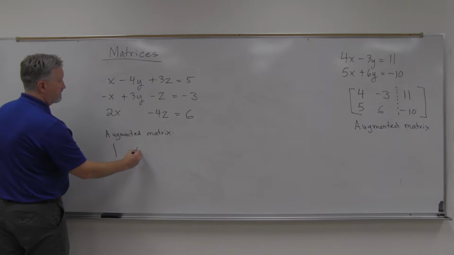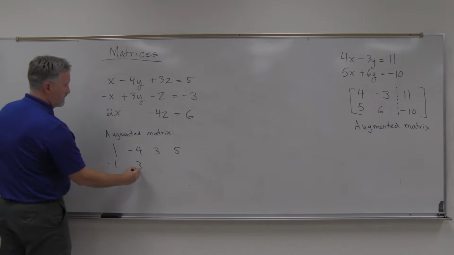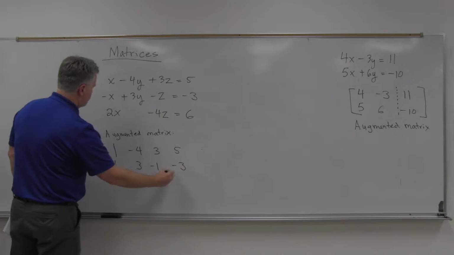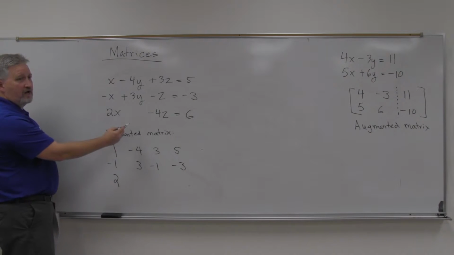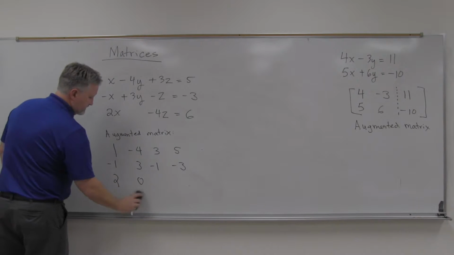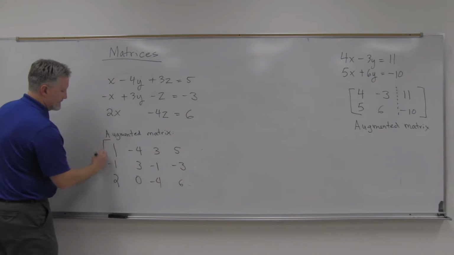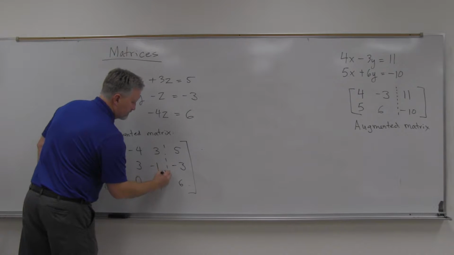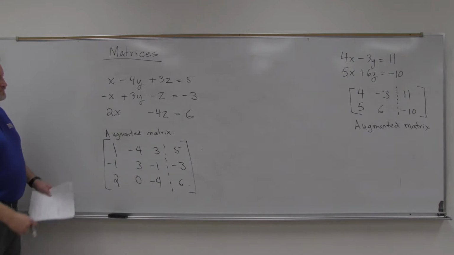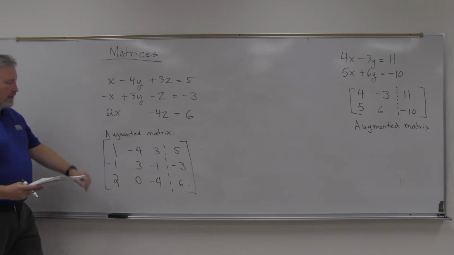What do we got? 1, -4, 3, and then 5. And then the second one would be -1, 3, -1, -3. And then 2, and we don't have a y, but when we write it in matrix form, we need a placeholder, if you will. So we're going to put a 0 in for y there. And then -4, and then 6. And then throw in a little dotted line there, just to distinguish its augmented matrix. Okay?